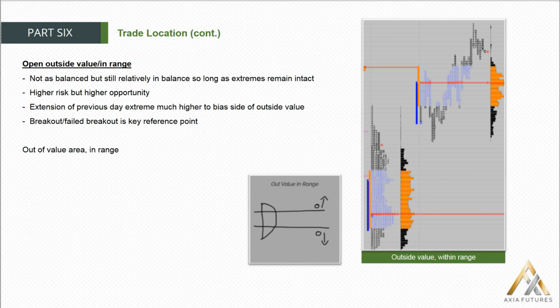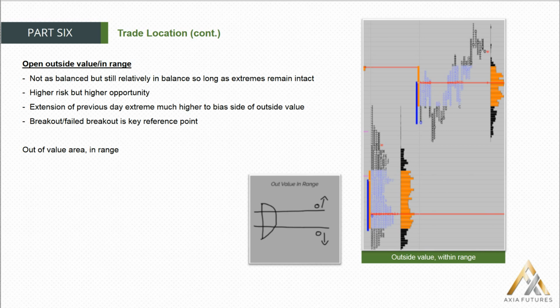The second type of trade location is where we open outside of value but still in the previous day's range. Again, looking at the example, we're now opening outside of that orange area or outside of the previous day's accepted value area. Now again, remember what we said was when the market opens outside, it's not as balanced, but it's still relatively imbalanced so long as the previous day's extremes remain intact. It's when those extremes get taken out that we then start to see a little bit more volatility in the market. Now, note, due to this opening out of balance, there's a higher risk, but a higher opportunity for trades.